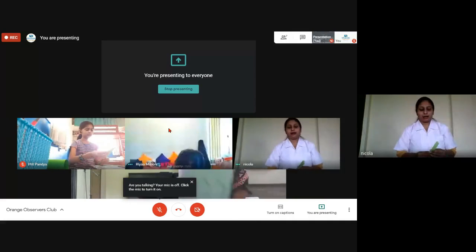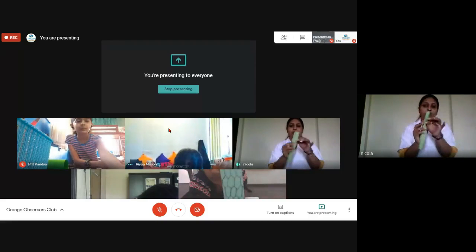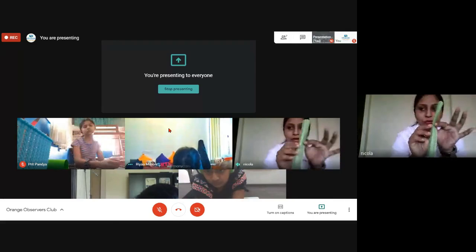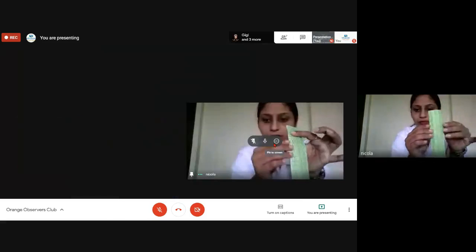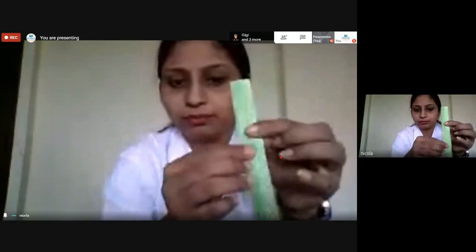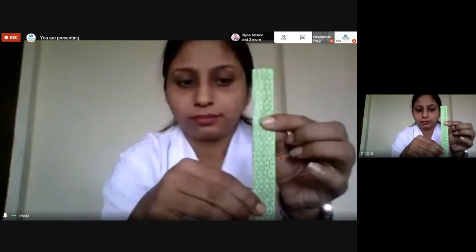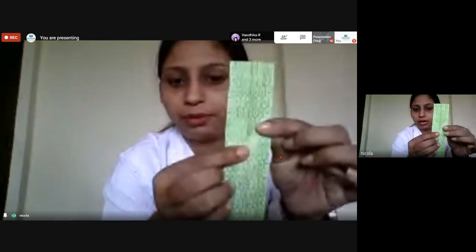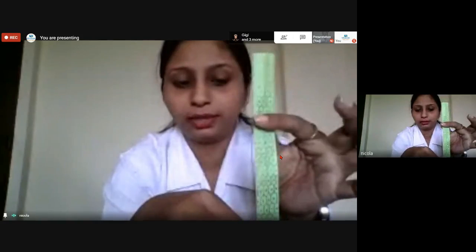Adya, you have done the step, right? Now what you can do next is fold your paper into half. You have to fold it like this. Can you see it? This is the paper. You have to fold it into half vertically, longitudinally, like this.